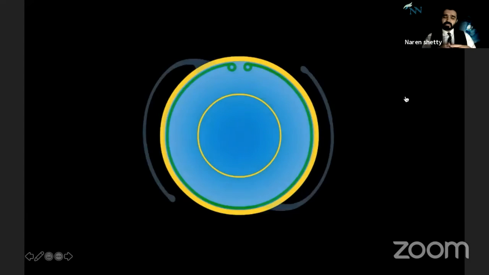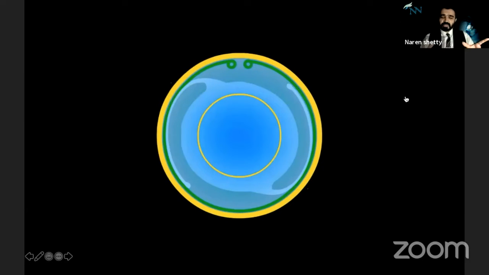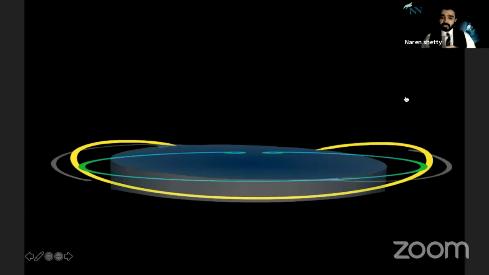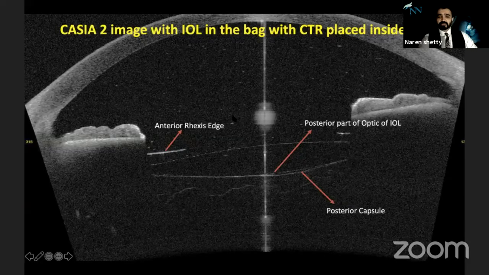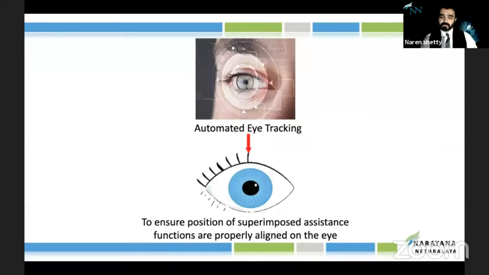But when we implant a CTR, what happens is basically we expand the bag, bring the anterior and posterior capsule closer together, that way increasing the contact between the capsule and the lens. Here you can see post-implantation of the CTR, there's a beautiful contact between the posterior capsule and the lens, and this prevents rotation during the early phase.